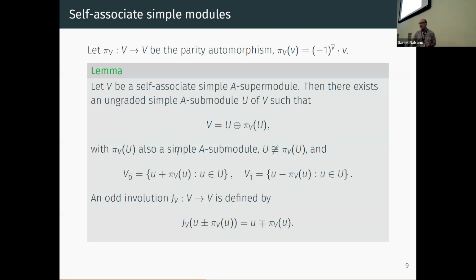And then using that decomposition, you can describe the even and the odd subspaces of this module. And then in terms of that decomposition, there's this formula for defining an odd involution. And so that corresponds to those type Q superspaces. Okay, I forget what the next slide is, so we'll be surprised together.